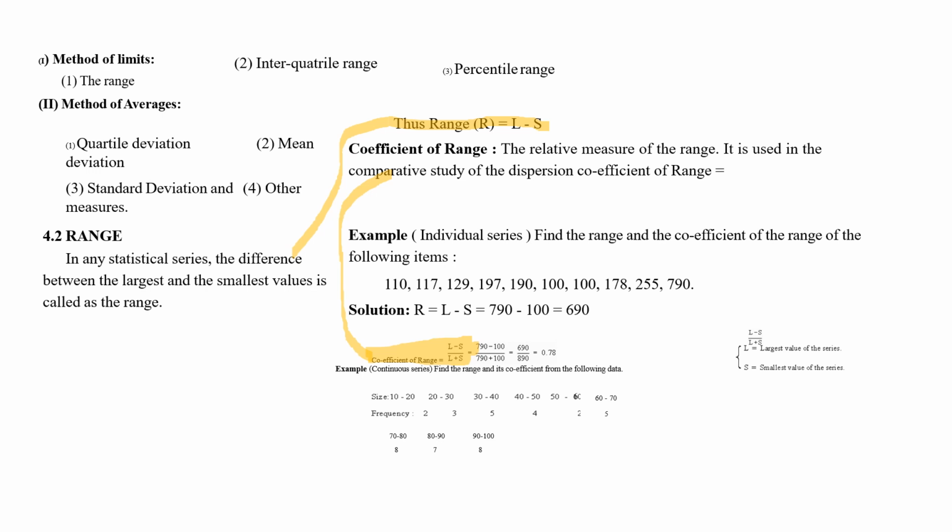It's a very simple sum they have given. We take the largest value of the series and the smallest value of the series and do these calculations. That is the coefficient of range and range calculations.